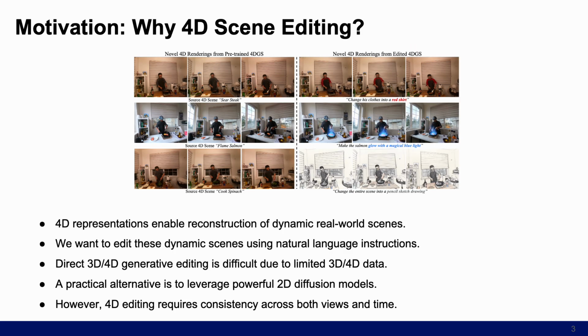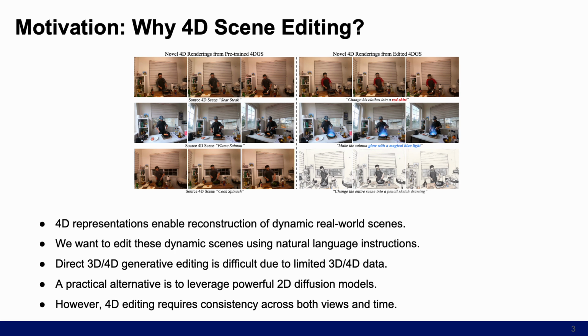4D representations such as 4D Gaussian splatting allow us to reconstruct dynamic real-world scenes. The next natural step is editing these scenes using simple text instructions. However, directly using 3D or 4D generative models for editing is still difficult, because large-scale 3D and 4D editing data is limited. Therefore, a practical alternative is to leverage powerful 2D diffusion models.